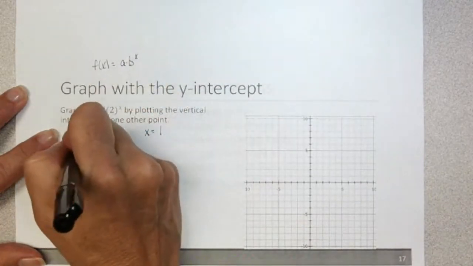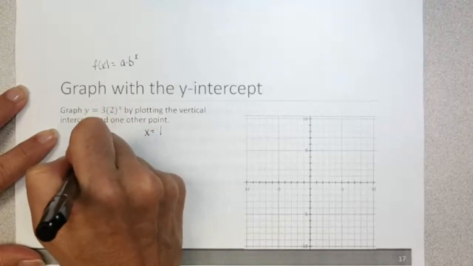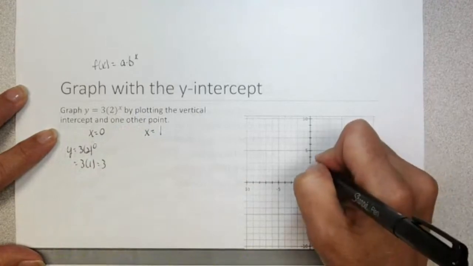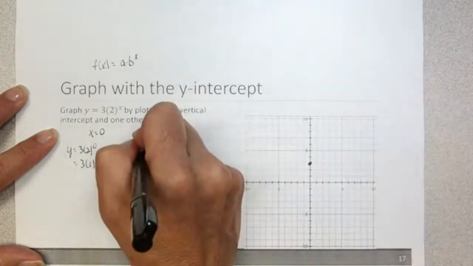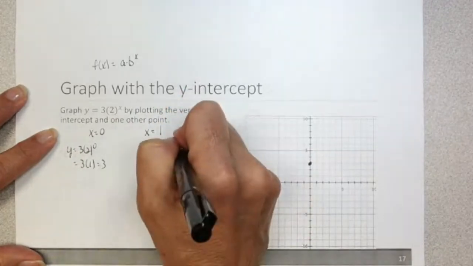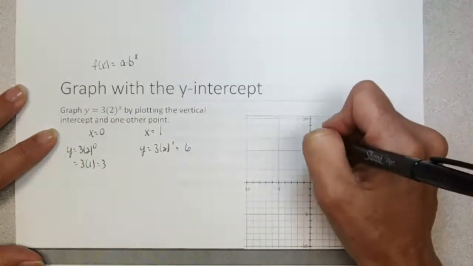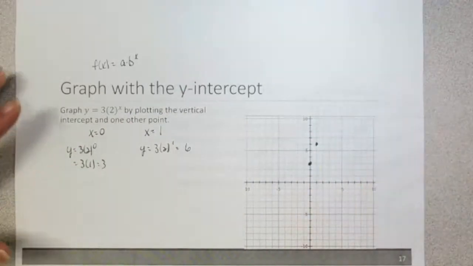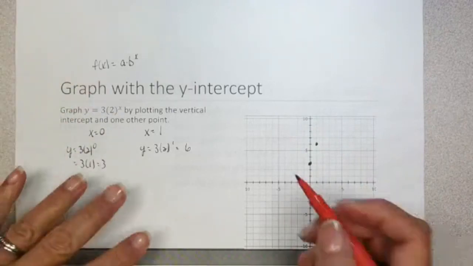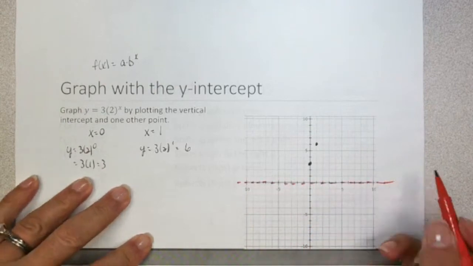If x equals 0, y is 3 times 2 to the 0 power, which of course is 3 times 1, or 3. Okay, so there's that point. When x is 1, y is 3 times 2 to the first power, or 3 times 2, which is 6. So when x is 1, y is 6. That's going to be right there. Okay, I really only need those 2 points because I don't have any vertical shifting, so my asymptote is the same, right? Here it is. My asymptote is still at y equals 0.